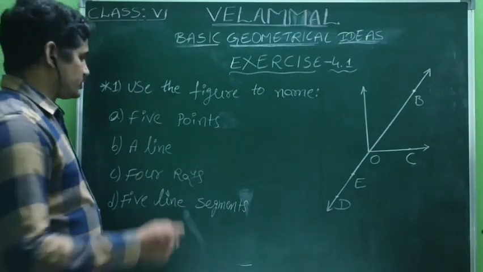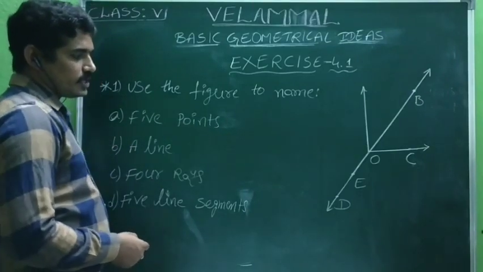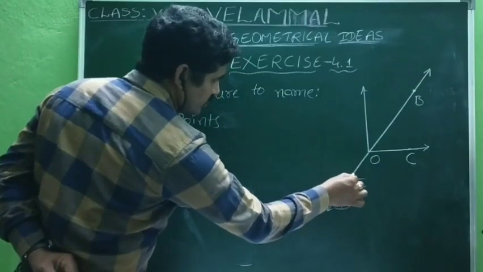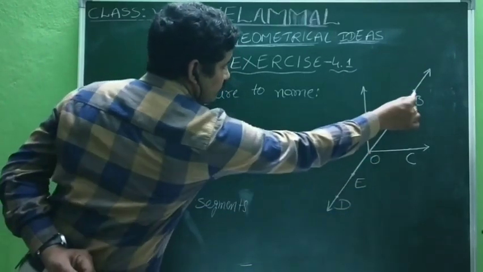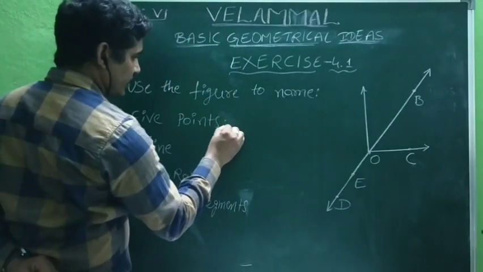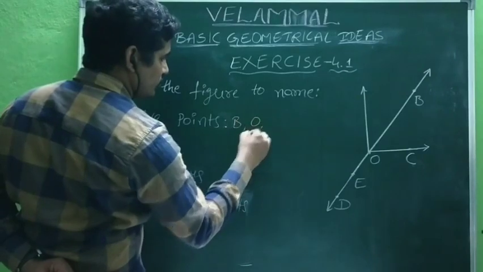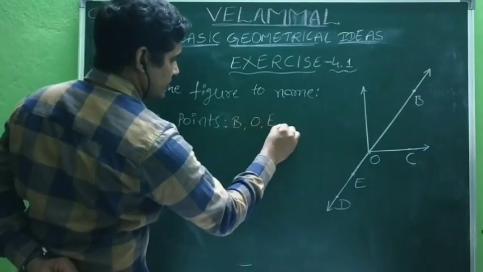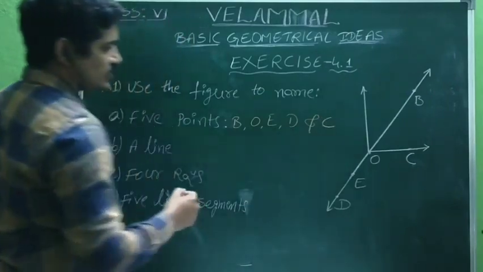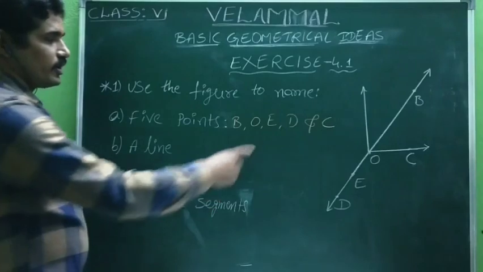Okay, let's see, first question is 5 points. What are the 5 points we are able to see? Here we can consider D is 1 point, E is another point, O is another point, B is a point, and C is also a point. So 5 points we can name as B, O, E, D, and C. These 5 points we are able to see in the figure.